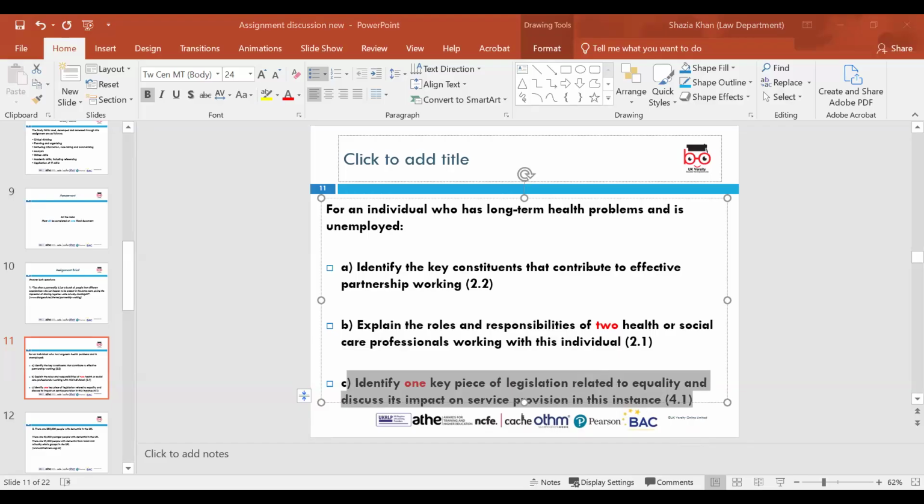Equality and diversity, I think. Equality Act, yes. What else could you look at? The Human Rights Act, yes. You could look at the Equality Act 2010, the Human Rights Act, or the Care Act. Only one piece of legislation, not more than one, because then you've got to look at your word count as well.